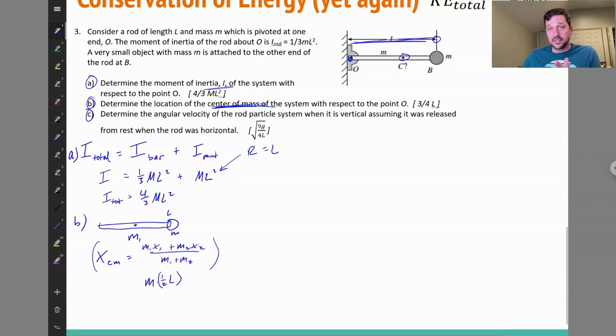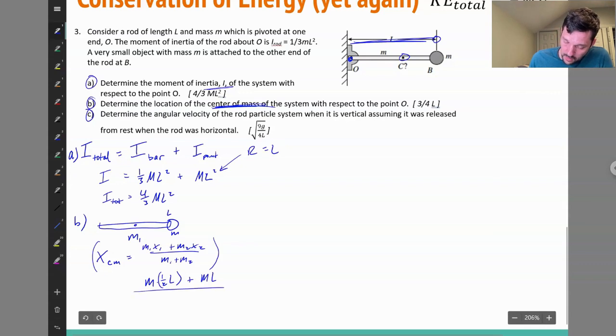All of the mass doesn't exist at L, doesn't exist at the axis. It exists, we can consider its center of mass to be right in the middle of the object itself. So that's the bar's location, plus the point mass's location, which does have a known location. So that's M, the same M, and its location is L. The total mass is 2M, because each of them is M. Add them together, we got 2M.